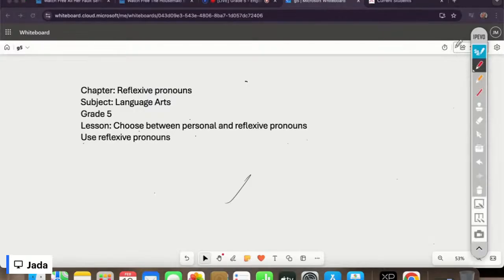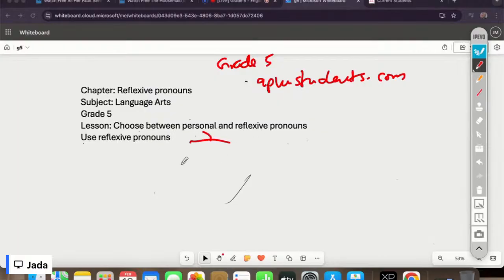Today we'll have reflexive pronouns. First, you have to log in using aplusden.com. Click on your name, move on to language at grade 5. Chapter: reflexive pronoun. The lesson is: choose between personal and reflexive pronouns, use reflexive pronouns.